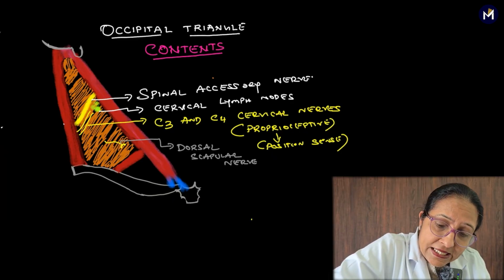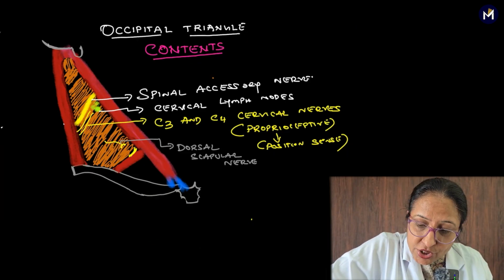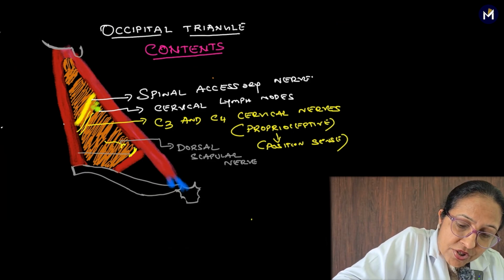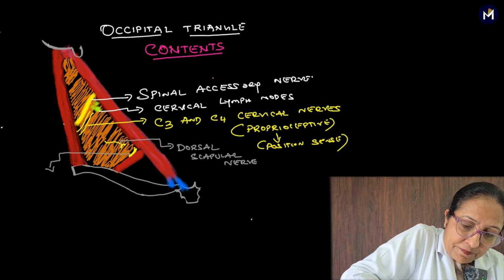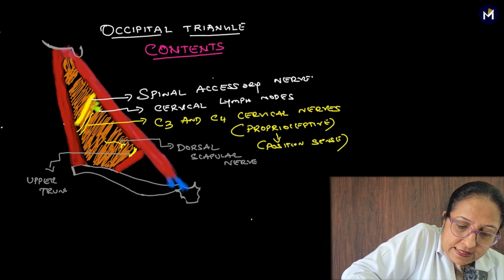Then the very important, we have the upper trunk of brachial plexus. So somewhere here is the upper trunk of brachial plexus, which is the commonest trunk to be injured at Erb's point. So label this as upper trunk of brachial plexus.